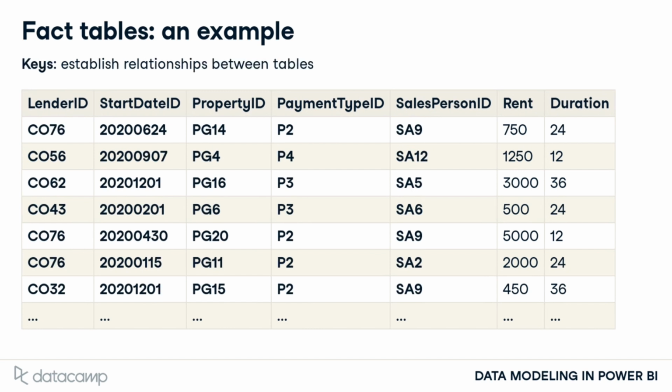The first 5 columns contain keys or IDs that are used to link to each of the dimension tables. You'll find more information about the lender, date, property, payment type, and salesperson here. The last 2 columns hold the measures. Here we're tracking the rent in dollars and the duration of the rental agreement in months.